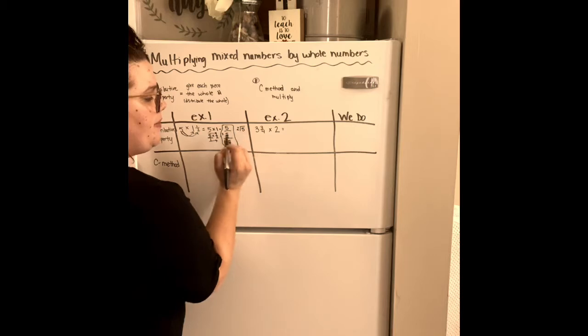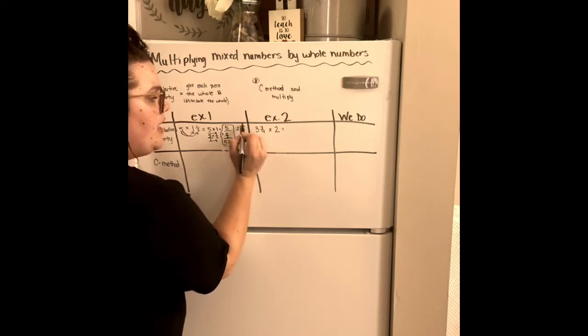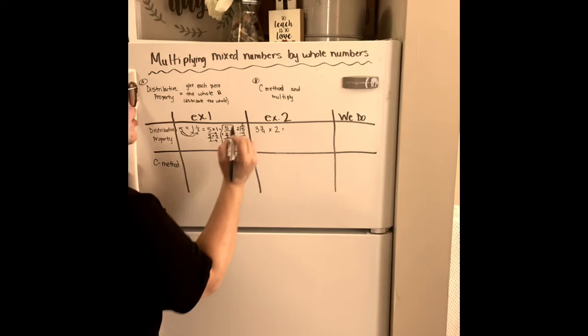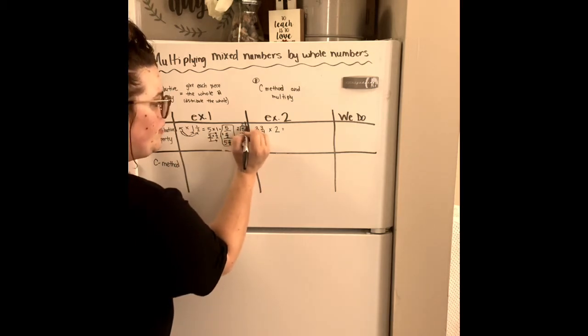And 5 divided by 2 is 2, and 2 times 2 is 4, and 5 minus 4 is 1. There's nothing else to bring down, so this answer is 2.5.